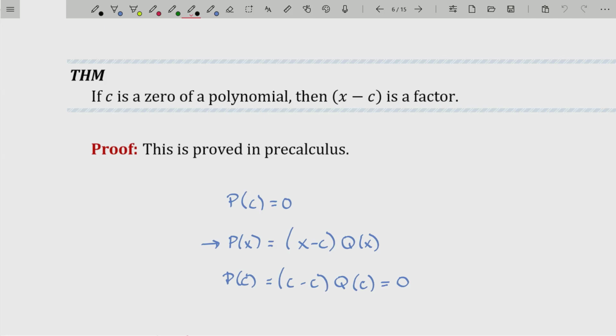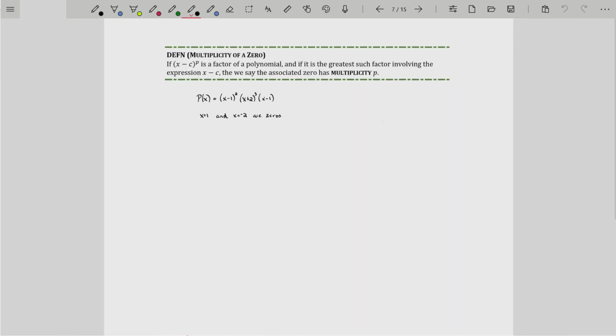However, it should actually be the following. C is a 0 of a polynomial if and only if x minus c is a factor. So let me write that with this ink here. If and only if. So it works both ways. If you know x minus c is a factor, then c is a 0. And if you know c is a 0, then x minus c is a factor. But anyhow, we're using that idea here.